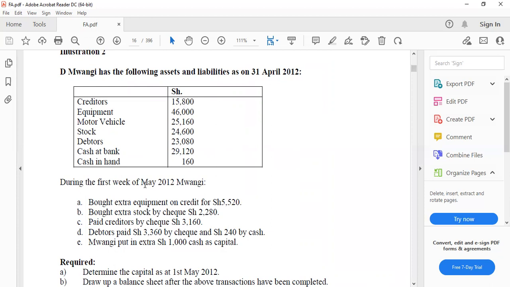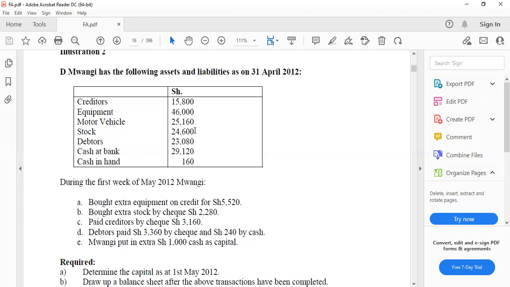Then during the first week of May 2012, Mwangi bought extra equipment. That means equipment was increased by 5,520. Bought extra stock by check. That means, remember the double entry rule, when you bought extra equipment on credit, equipment will increase and the creditors will also increase because you have not paid.